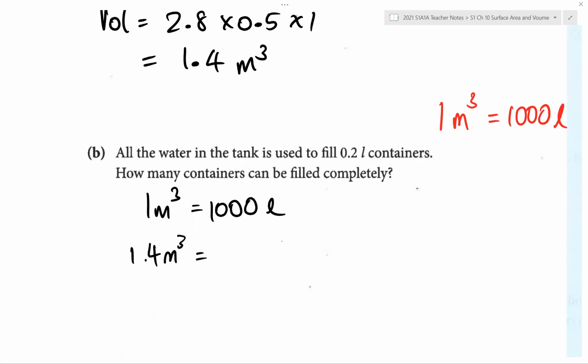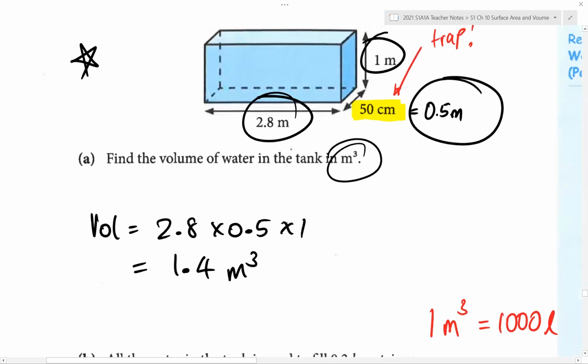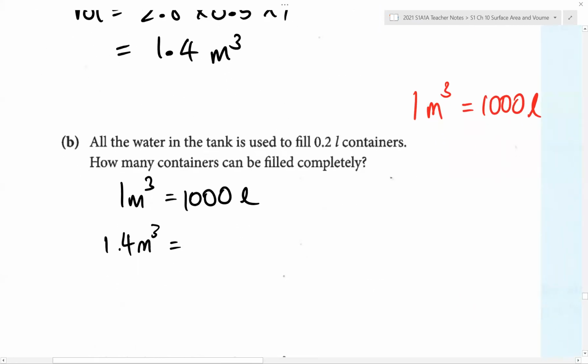Times, okay, what times what? What do you get? 0.008. How do you get 1,400? Yeah, okay, so 1.4 times 1,000. What were you saying just now? Pay attention, you're not even looking at the screen. So 1,000 times 1.4 to give us 1,400 liters. Okay, thank you.